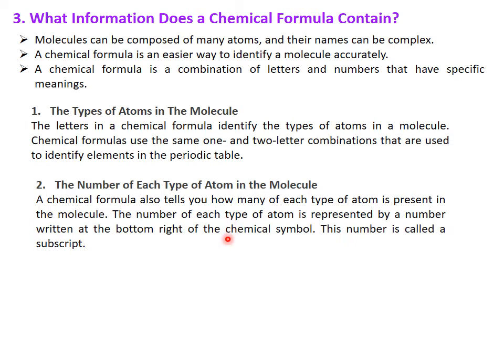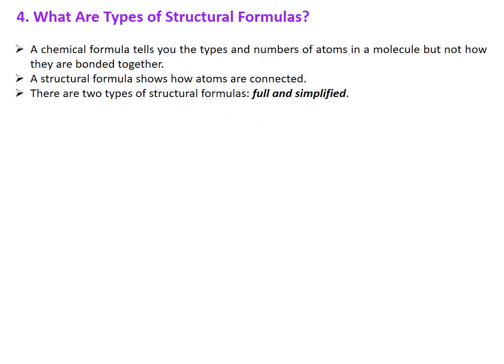The number of each type of atom is represented by a number written at the bottom right of the chemical symbol. This number is called a subscript. Let's see what the types of structural formulas are. A chemical formula tells you the types and numbers of atoms in a molecule, but not how they are bonded together. A structural formula shows how atoms are connected.